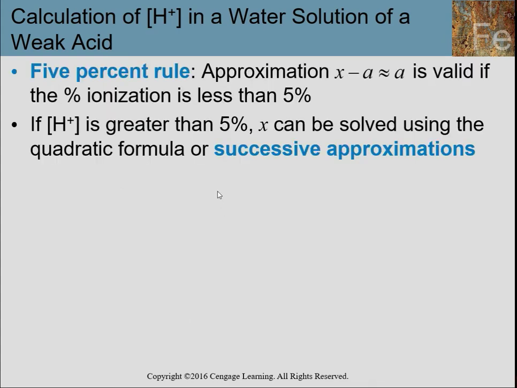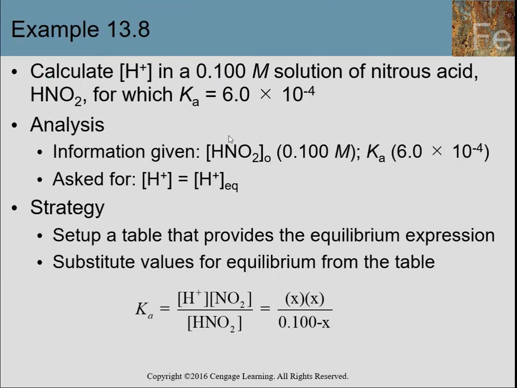That's why there's this subscript 0, at time 0, before it reached equilibrium. And then we talk about the 5% rule. If the hydrogen ion is greater than 5%, then you've got to use the quadratic formula or successive approximations to get there. We'll use the quadratic formula if we have to get there. So let's try one. It says calculate the hydrogen ion concentration of a solution of nitrous acid, whose Ka is 6.0 times 10 to the negative fourth.